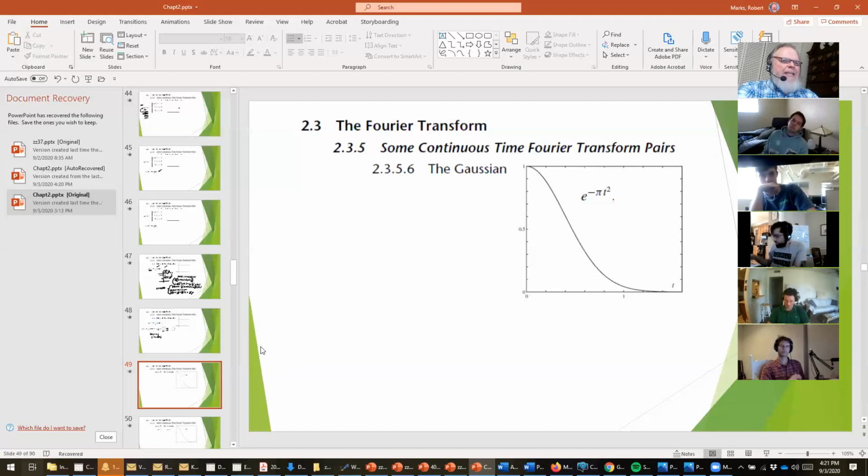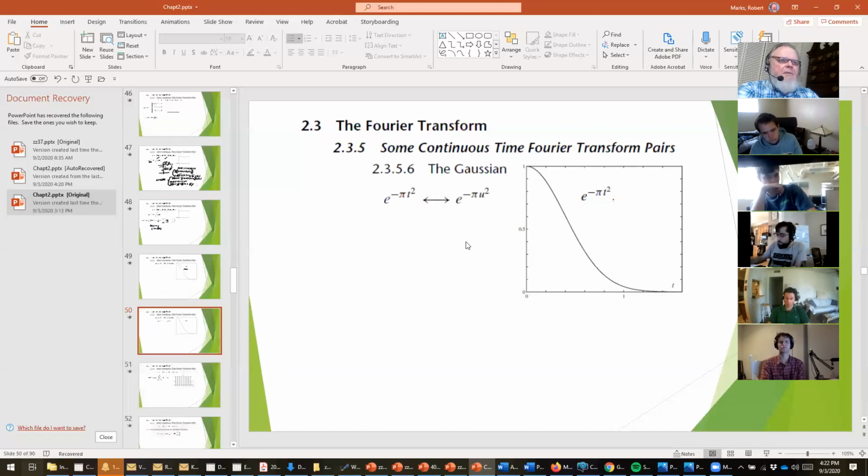But suppose you had an e to the minus pi t squared, and there's a reason that I do this. Remember, we're trying to define these terms in ways that are easy to remember. Well, guess what happens? The Fourier transform of a Gaussian is a Gaussian. And it's exactly the same Gaussian. So if you ask yourself, what is one thing that Fourier transforms and you get the same thing back? The answer is a Gaussian.